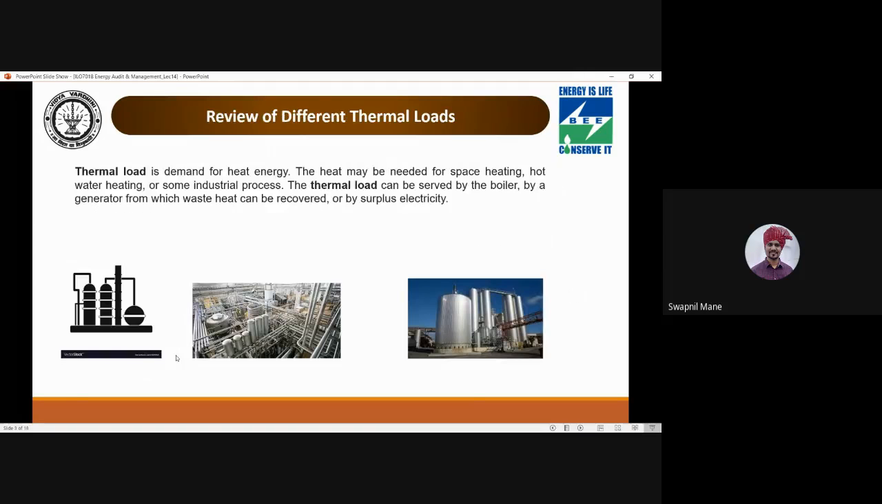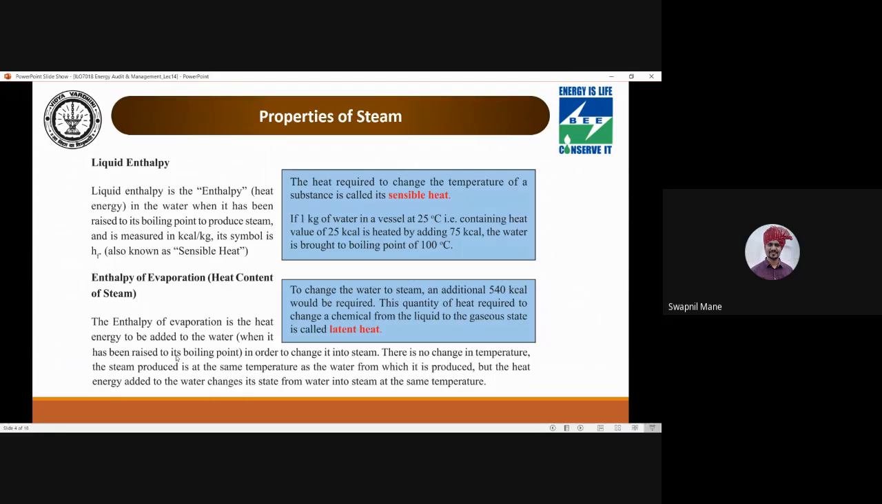So steam is used for achieving the thermal load or satisfying the demand of heat energy. It can be for space heating, for hot water, or for some industrial processes. It can be used in many of the industries like sugar industry, textile industry, food industry, refineries, then petrochemical industries, then process industries, food industry, milk industry, and so on. And properties of steam include the enthalpy of the sensible heat and the latent heat. We talked about latent heat having more heat.